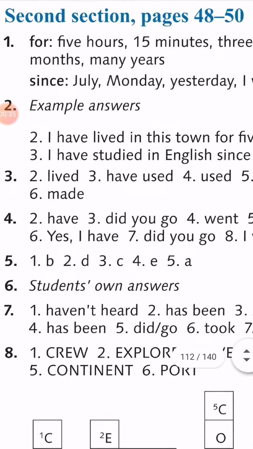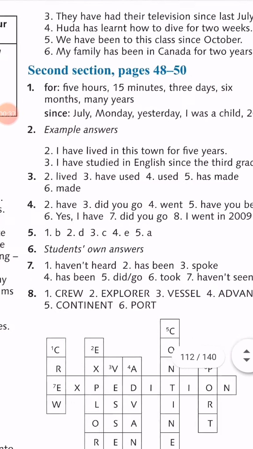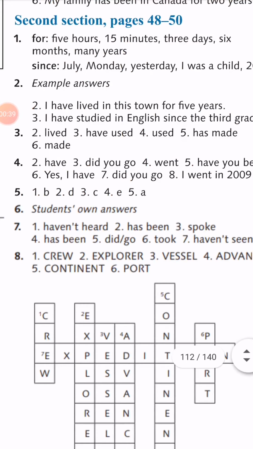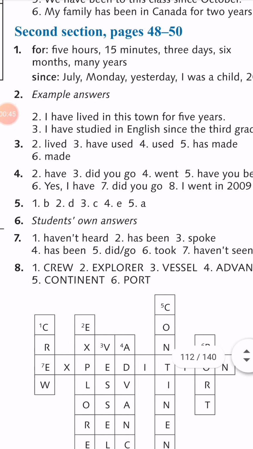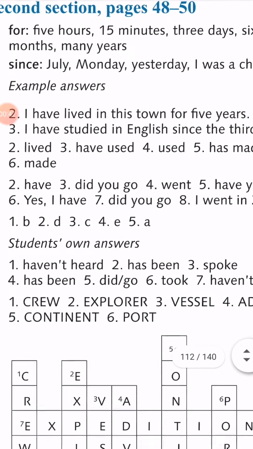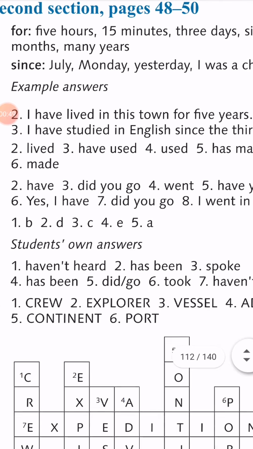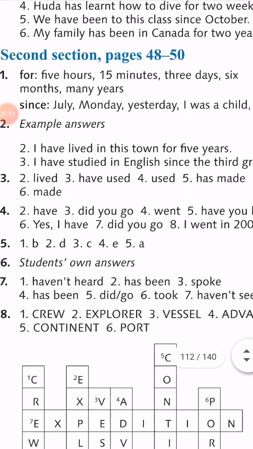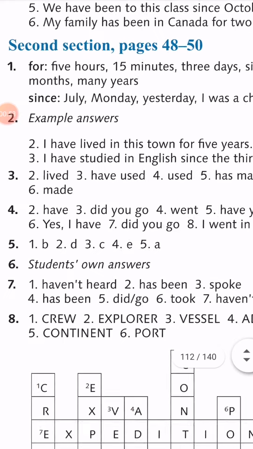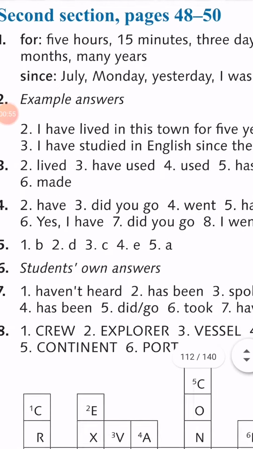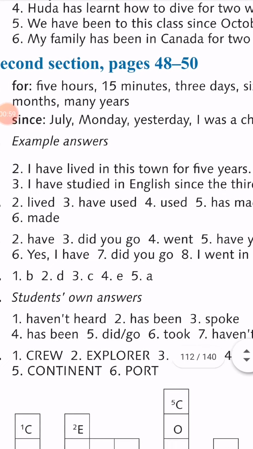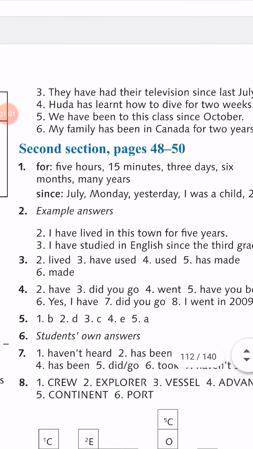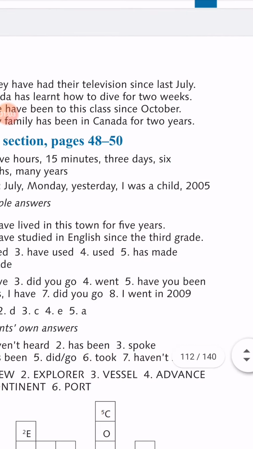Number 1 here, you have to ensure your answers please. Number 1 here is to differentiate between the use of for and since. The time expressions for "for" here are 5 hours, 15 minutes, 3 days, 6 months, many years. But for "since" here: July, Monday, yesterday, I was a child, only these ones, and 2005.